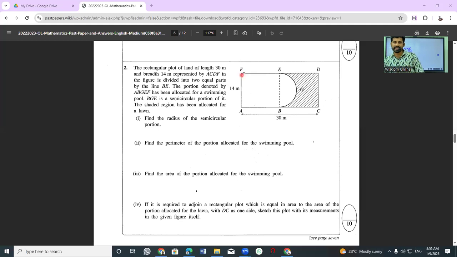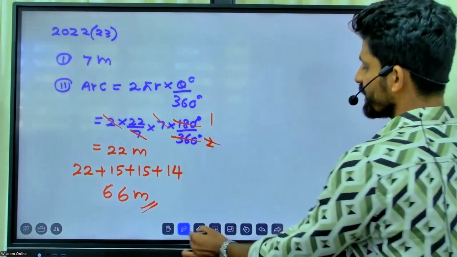So what is the length? This one equals 30, which means half is 15. And the perimeter of the portion of the swimming pool is 66. Find the area of the portion allocated for the swimming pool. Now they're asking for the area. So what is the area?